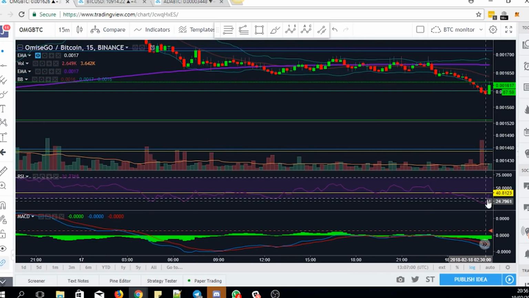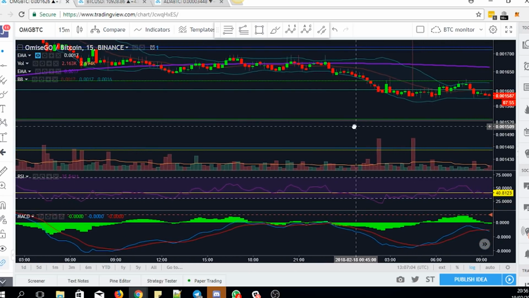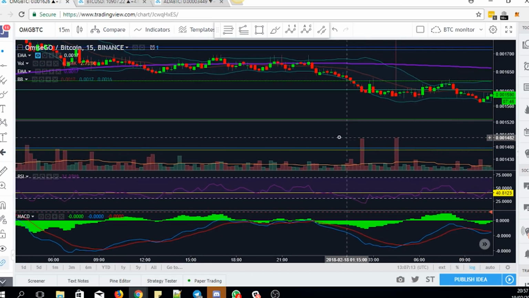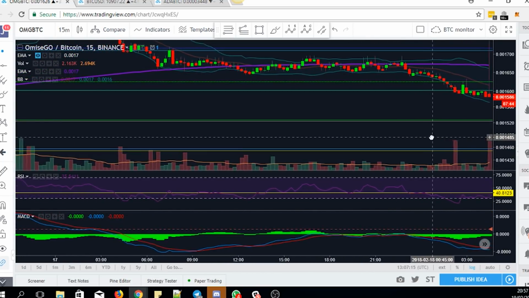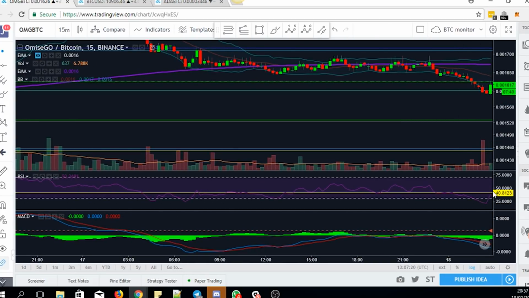We need to see it break above and stay above that line at least 3 times, which we don't see again until here. 1, 2, 3. And then it breaks over again. So we look at support and resistance pretty similarly in RSI, but this alone would not have been enough.